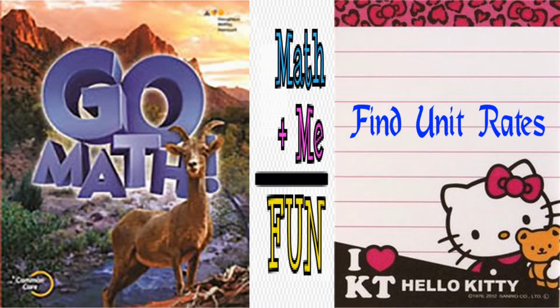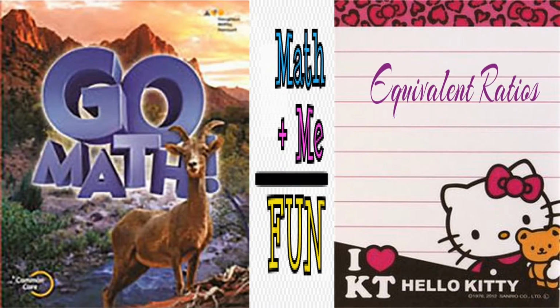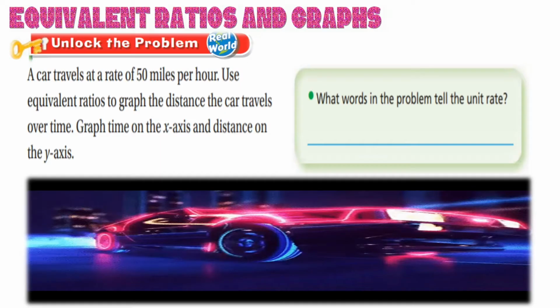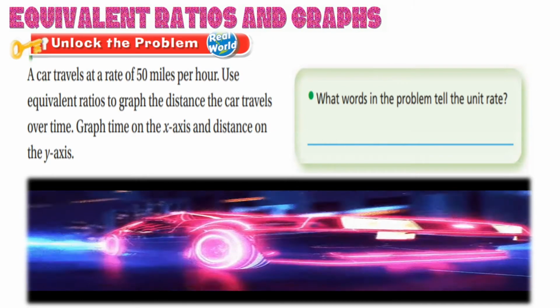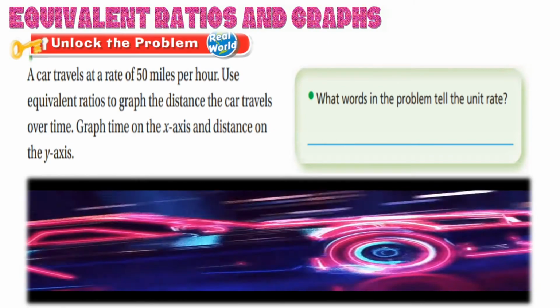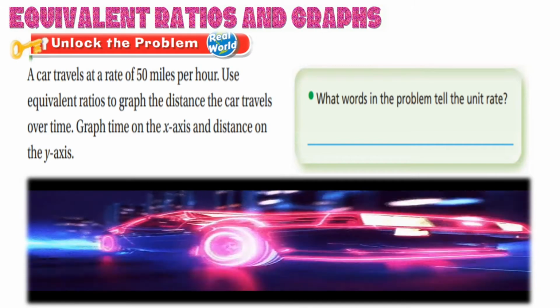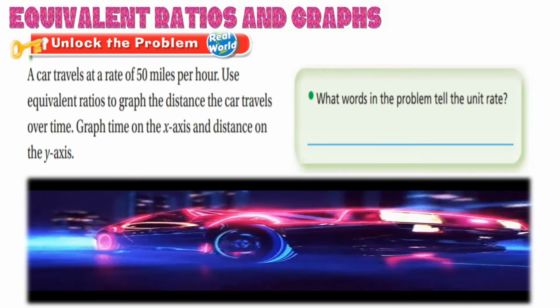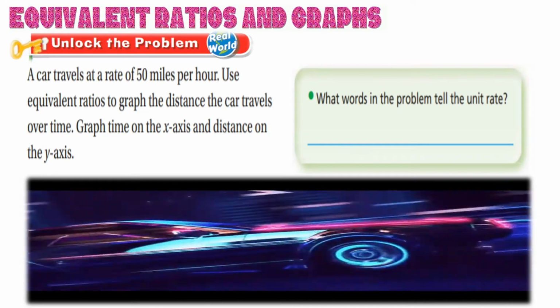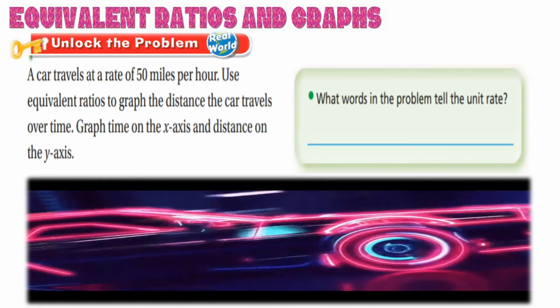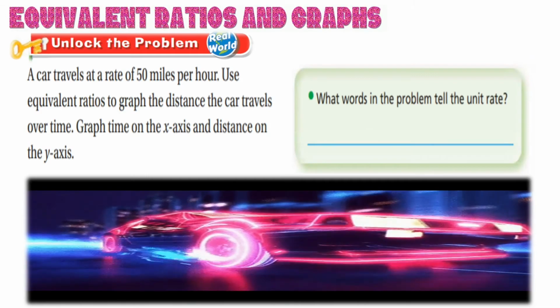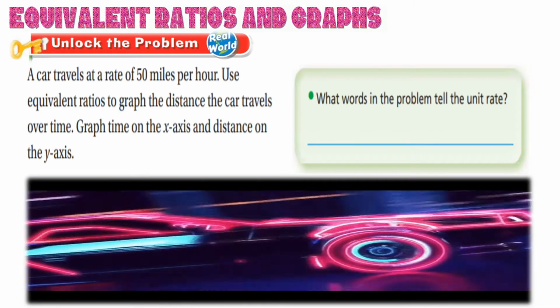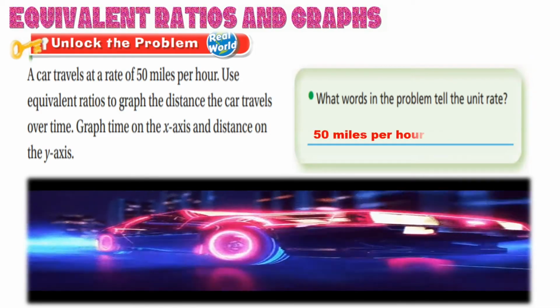For today, we are going to have equivalent ratios and graphs found on page 255. A car travels at a rate of 50 miles per hour. Use equivalent ratios to graph the distance the car travels over time. Graph time on the x-axis and distance on the y-axis. What words in the problem tell the unit rate? That is 50 miles per hour.